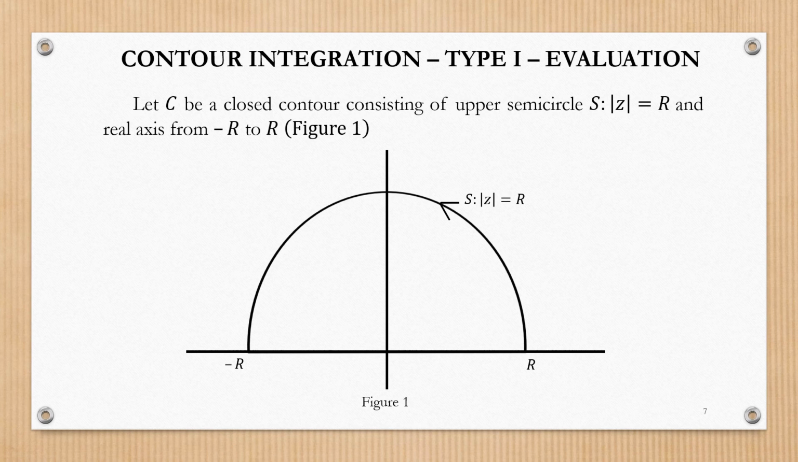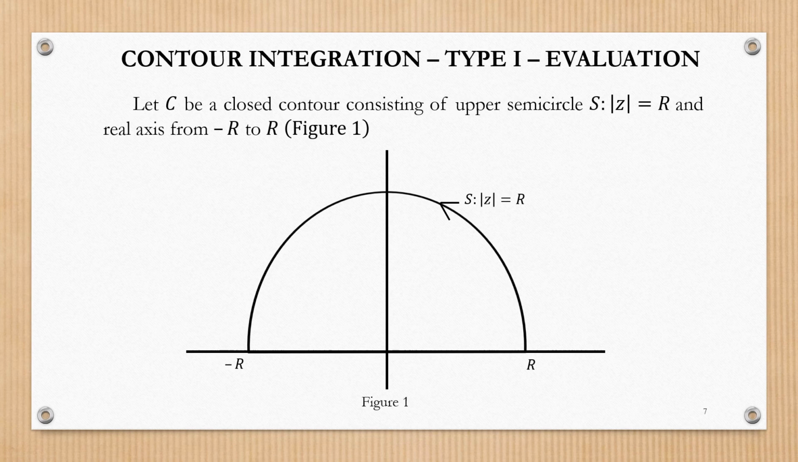We consider the upper semicircle S: mod z equal to R and the real axis from minus R to plus R. R is some positive number. Now mod z equal to R, we know in complex analysis, represents the boundary of a circle with origin as center and R as radius. We don't consider the complete circle, we only consider the upper semicircle, and that too it is taken in the anti-clockwise direction as shown in the figure in slide number 7.